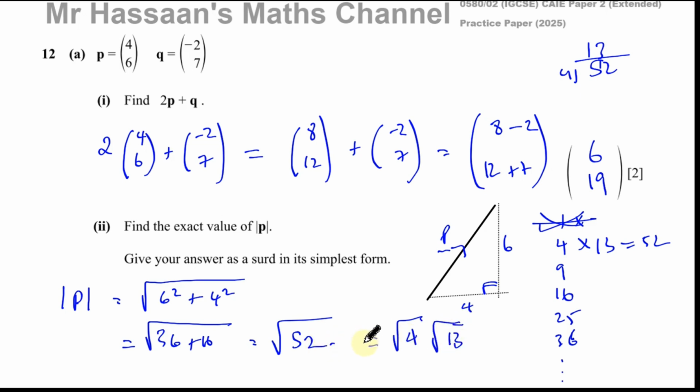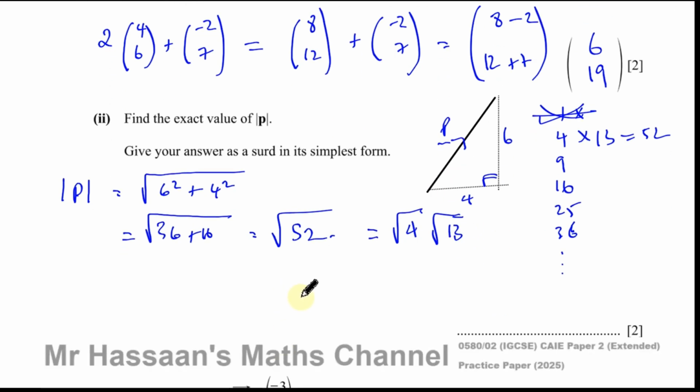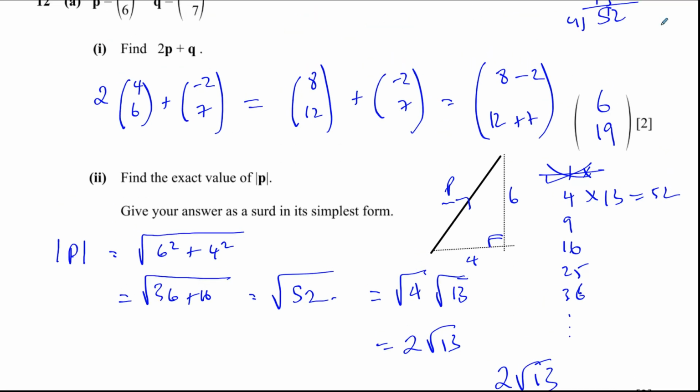This is the same as root 52, but now we have split it up into two parts. One is a perfect square and one is not. So the square root of 4 is 2. So we're left with 2 times the square root of 13. That's written as a surd in its simplest form.